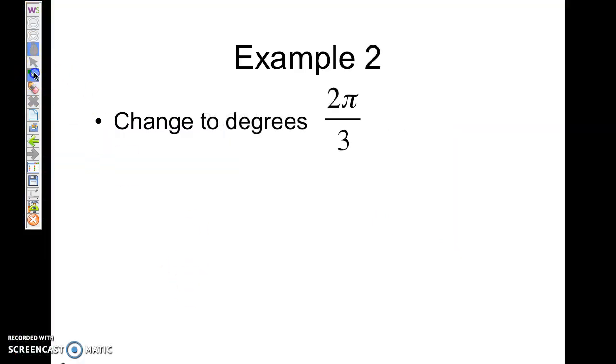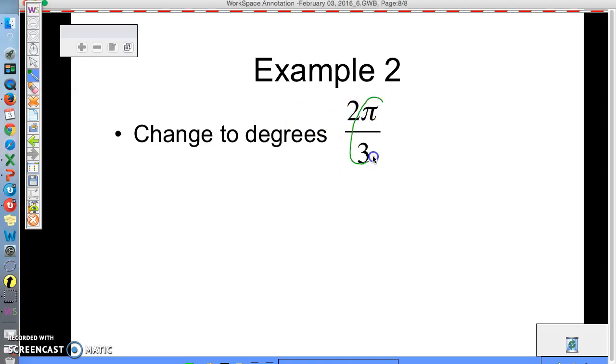So if we needed to change this to degrees, well, I see this as pi over 6, pi over 3, and I know that's 60, so this is 2 times 60, which would be 120 degrees.